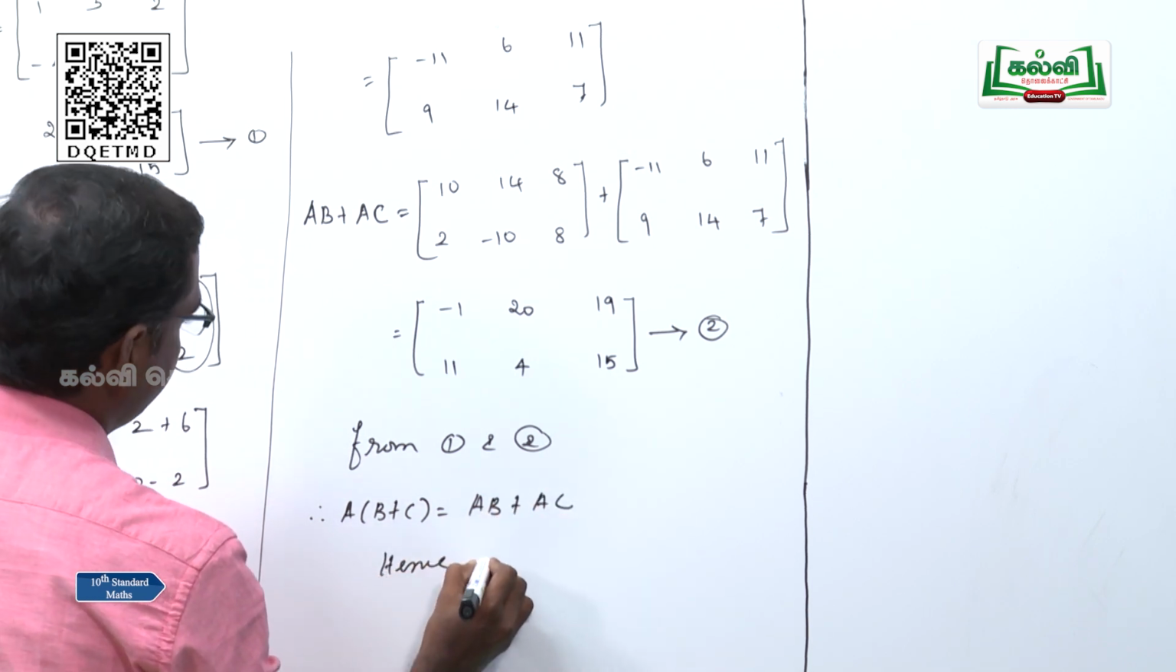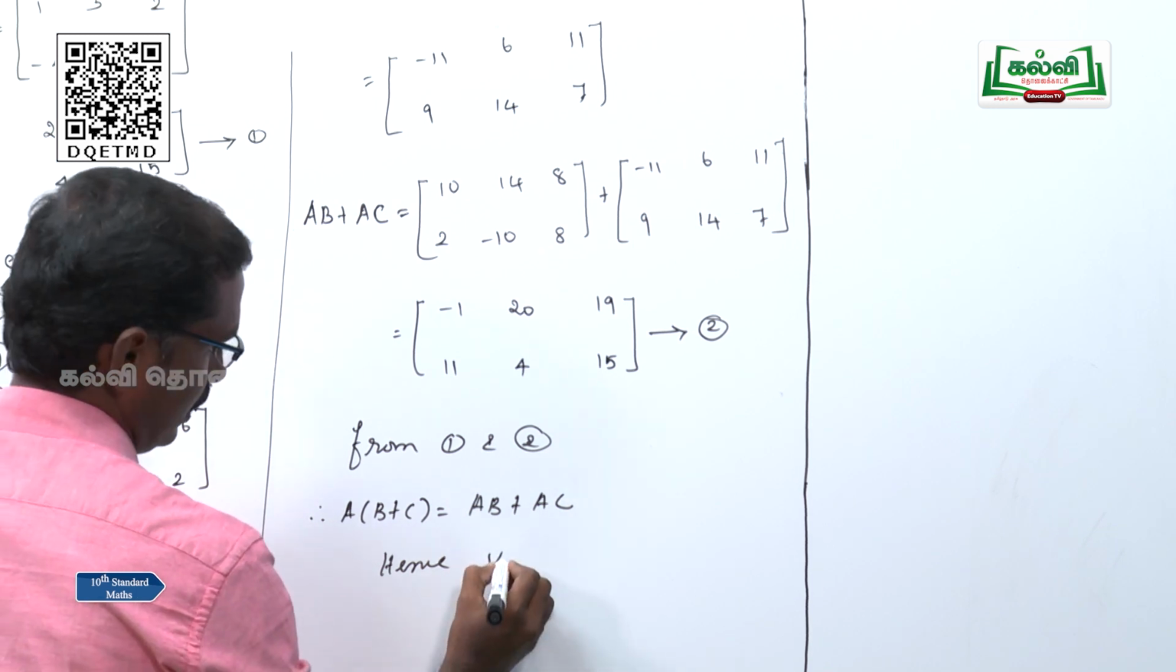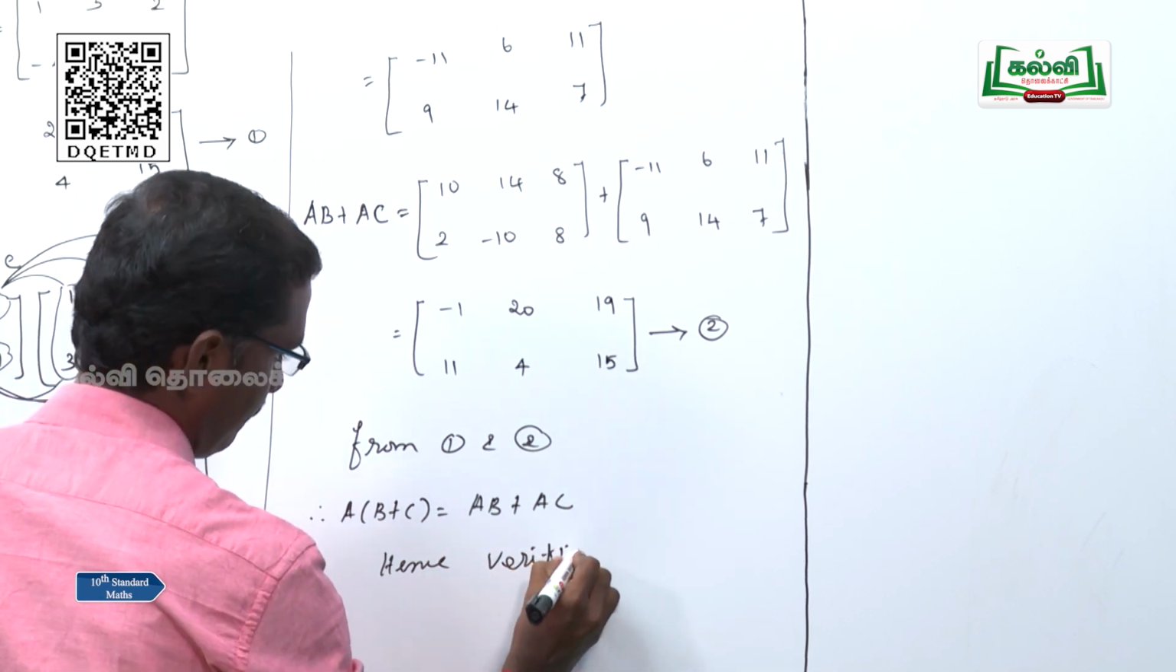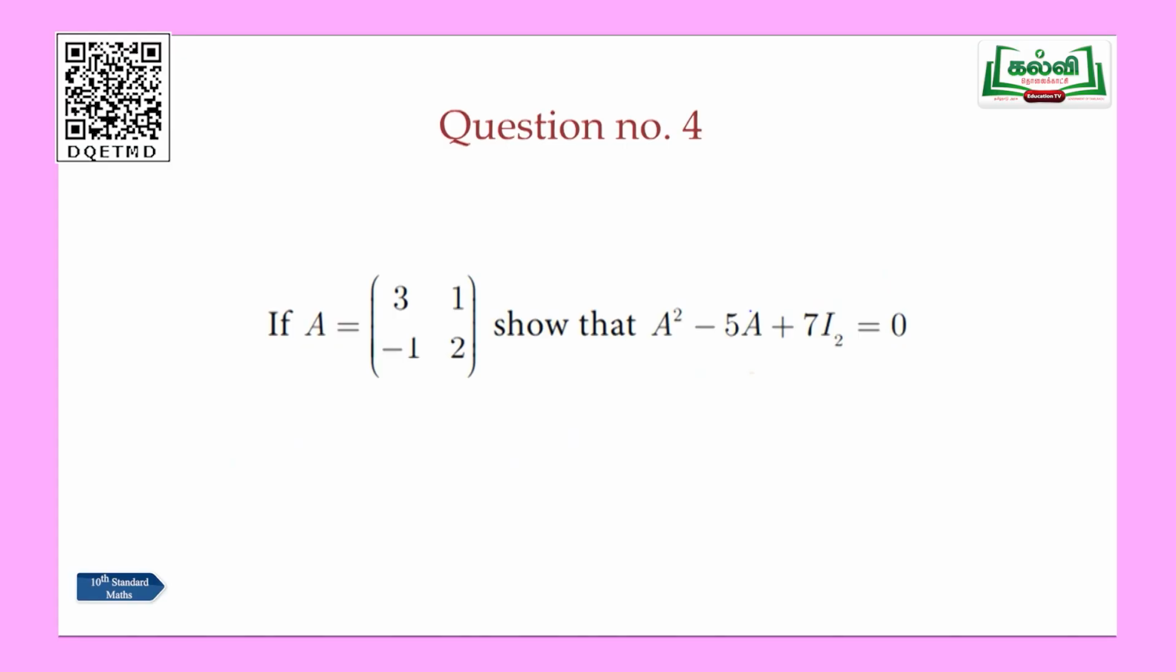Hence verified. So verified. Next, question number 4. If A equals matrix 3 1 minus 1 2, show that A square minus 5A plus 7I2 equals O.